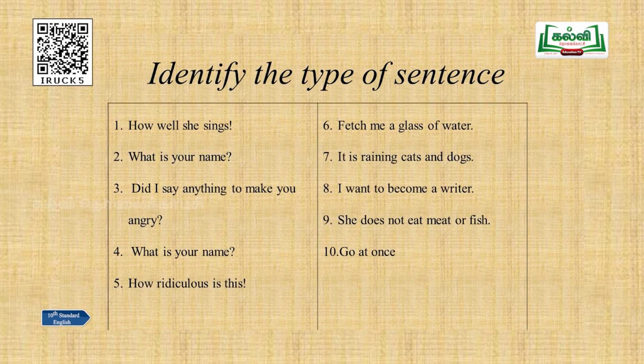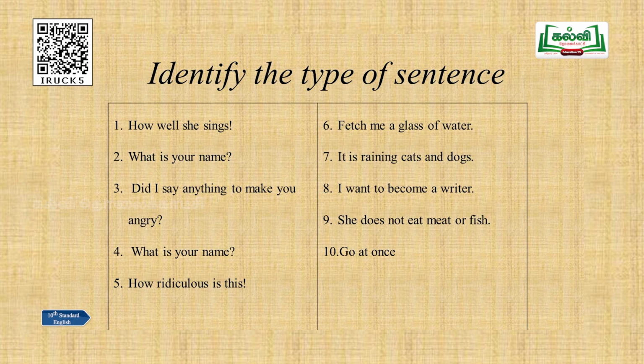Now I have 10 sentences. You will have to identify the types here. How well she sings. Yes, exclamatory. What is your name? Interrogative. Did I say anything to make you angry? Again, interrogative, and it is a yes or no type question. Good. What is your name? Interrogative. How ridiculous is this? Exclamatory. Fetch me a glass of water.